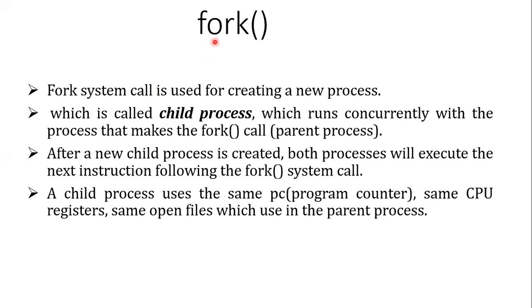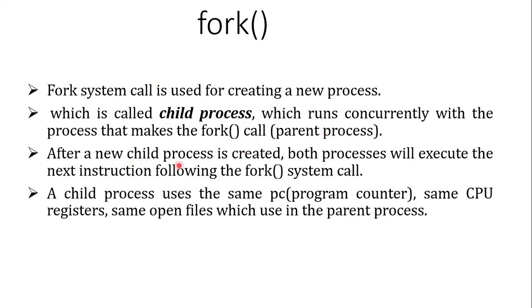Hi all, in this video lecture, we'll learn about the fork system call. Fork system call is used for creating a new process. So here, the parent process will be creating the child process. The fork system call spawns a new process, which is called the child process. And after the child process is created, both the parent process and child process will run concurrently.